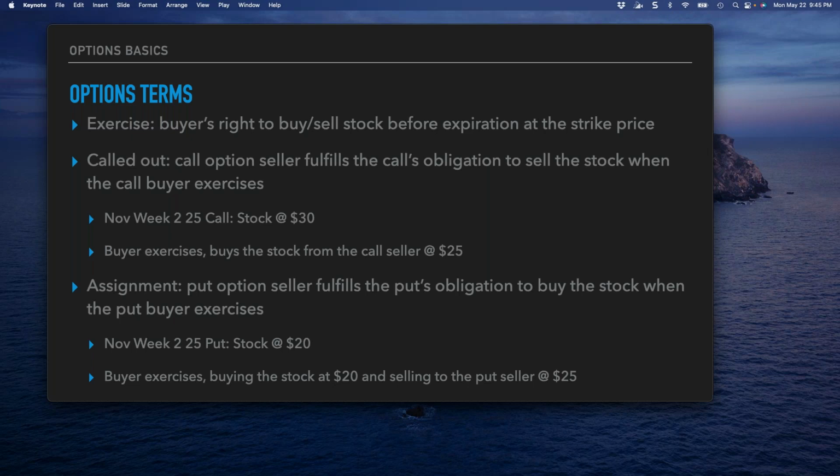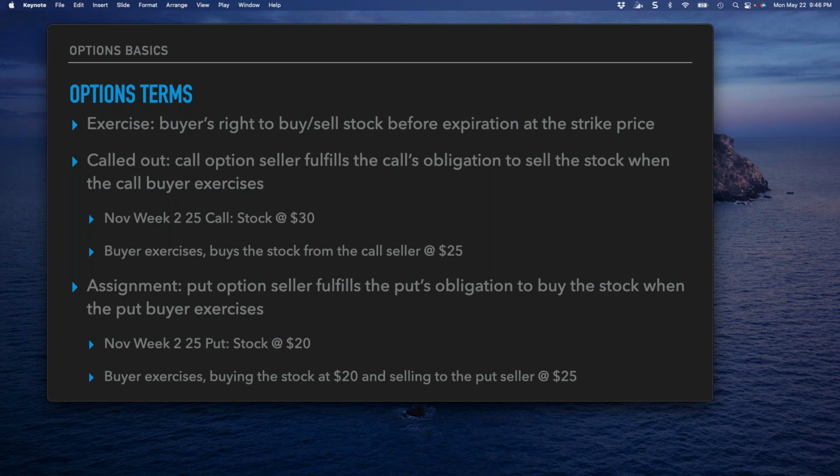Now, on the put side, there's some similarities and some differences. For the put buyer, the choice is the same. The put buyer still has an opportunity to choose to exercise the put option. That then forces the put seller to buy the stock. Their obligation is to buy the stock from the put option buyer at the contract strike price. For a put option seller, this transaction is called an assignment.